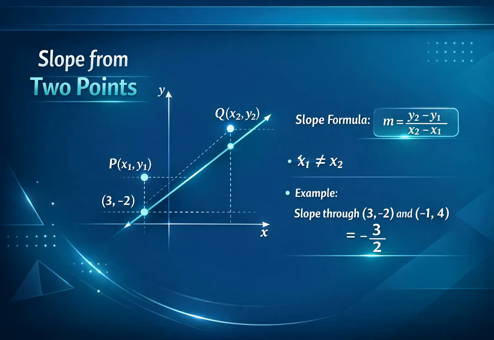We can find slope from 2 points on a line. If a line passes through P (x1, y1) and Q (x2, y2), then slope m equals (y2 minus y1) divided by (x2 minus x1). Note that x1 must not equal x2, otherwise the line is vertical. For example, the slope through (3, -2) and (-1, 4) equals 6 divided by -4, which is -3/2.